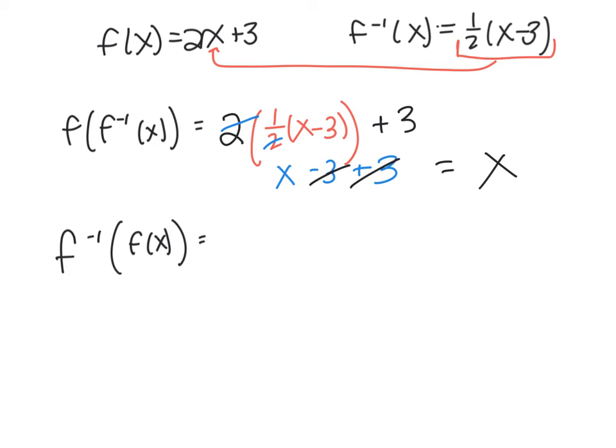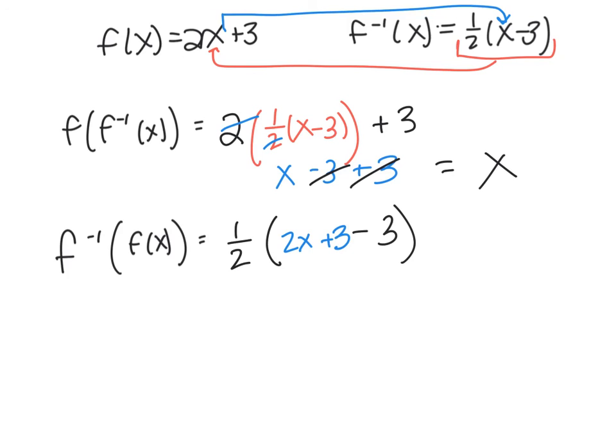We take the original function, plug it in for x in the inverse. So our inverse function is 1/2. Now we need to replace x with 2x plus 3, the rest of the function. So for this one, this time first, the plus 3 minus 3 cancel out. So now we have 1/2 times 2x. 1/2 times 2 is just 1, so those cancel, and we're just left with x. So yes, these are inverses.